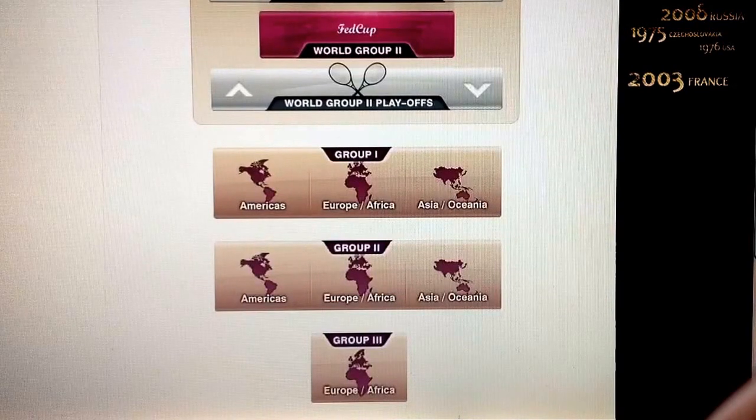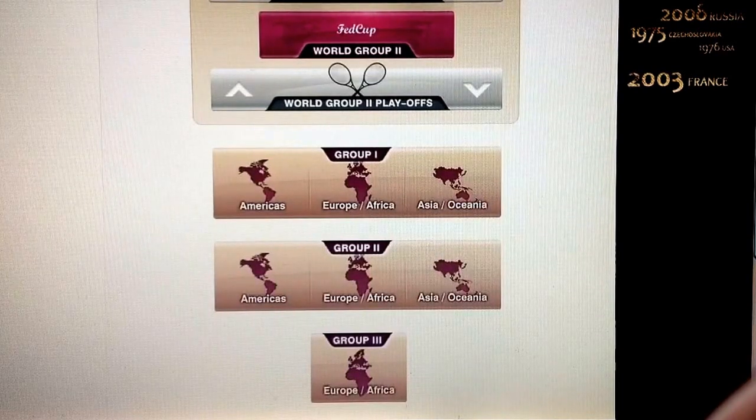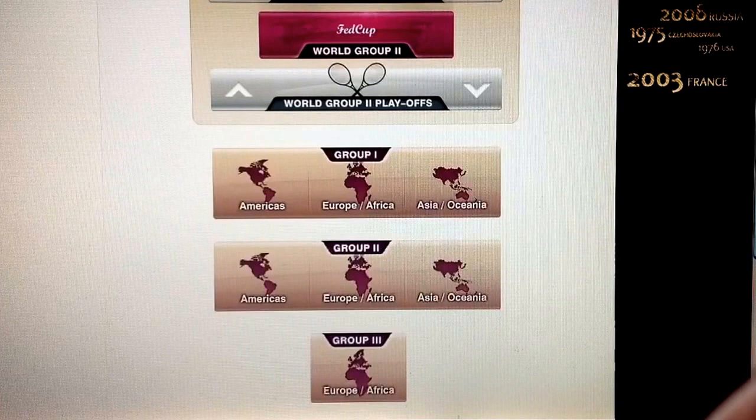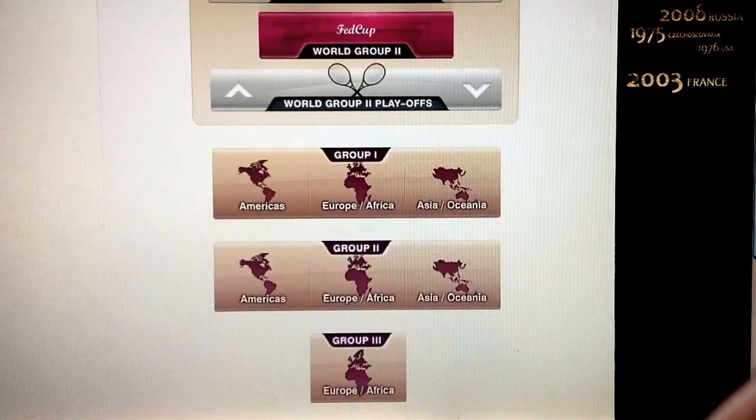And then you have playoffs. And in Group 2s, you have, for Europe, Africa, playoffs to determine the relegation to Group 3 and the promotion to Group 1. For Asia, Oceania, and Americas, it's just promotions to Group 1 because there is none of those groups in the Group 3. So there's no relegation for those two. Of course, in Group 1, you have promotions to go up to the World Group playoffs and then relegations to Group 2.